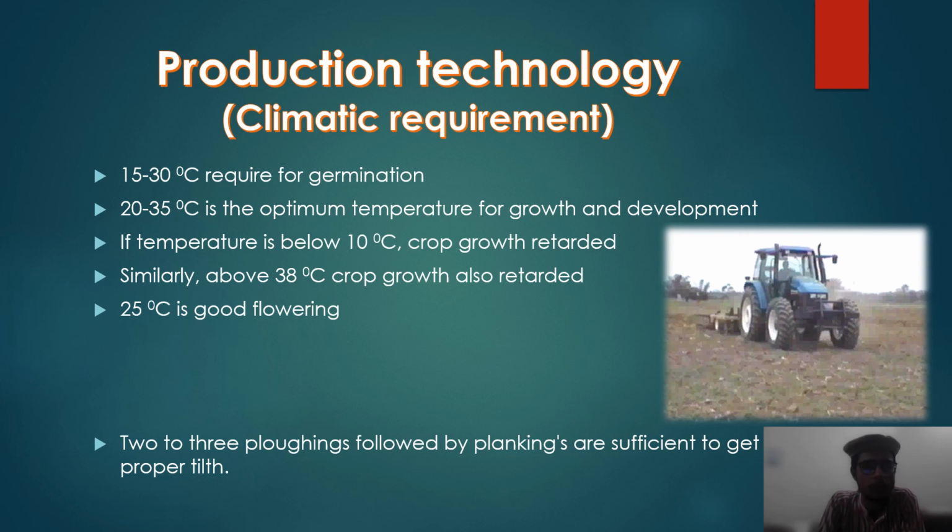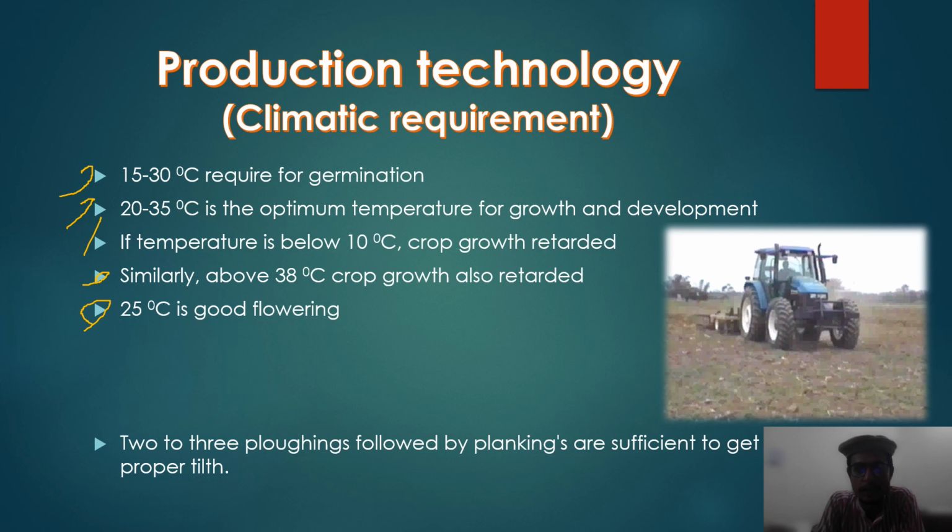Now we should talk about the climatic requirements of the soybean crop. 15 to 30 degrees centigrade is required for seed germination. 20 to 35 degrees centigrade is the optimum temperature for growth and development of soybean. If the temperature is below 10 degrees centigrade or above 38 degrees centigrade, the growth of the crop is retarded. 25 degrees centigrade is the ideal temperature for good flowering.